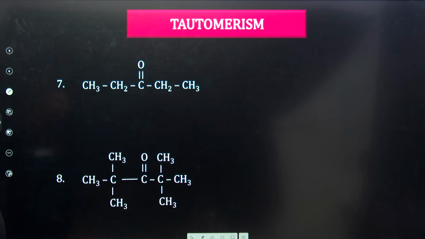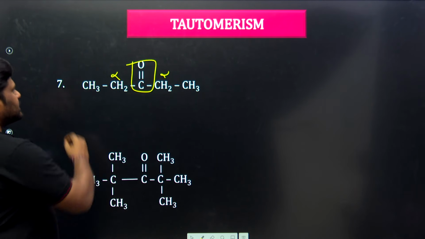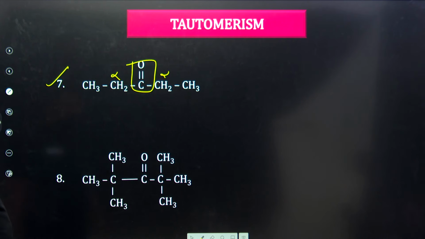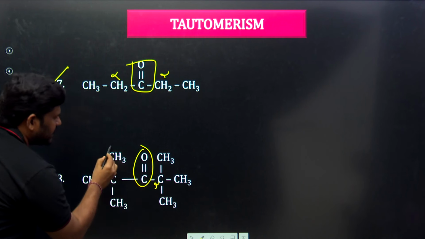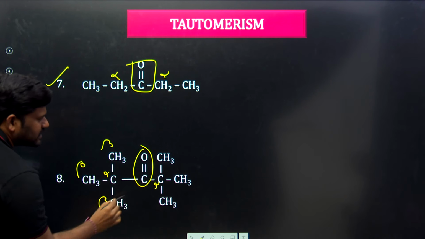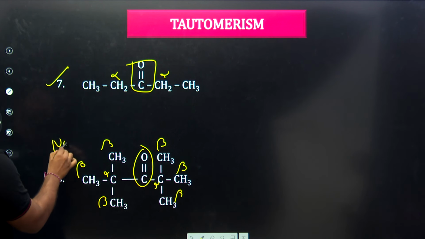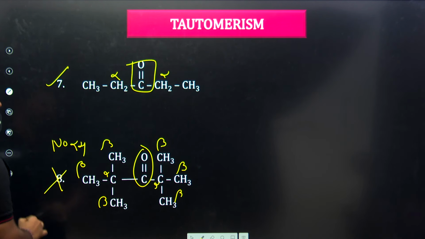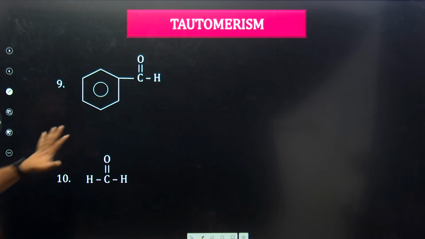Next one. This is the functional group. Alpha hydrogen is there. Yes, it will show tautomerism. Next, this is a functional group. On the left side, alpha, alpha. These are beta. Beta hydrogens are there, but there is no alpha hydrogen. No alpha hydrogen means it does not show tautomerism.